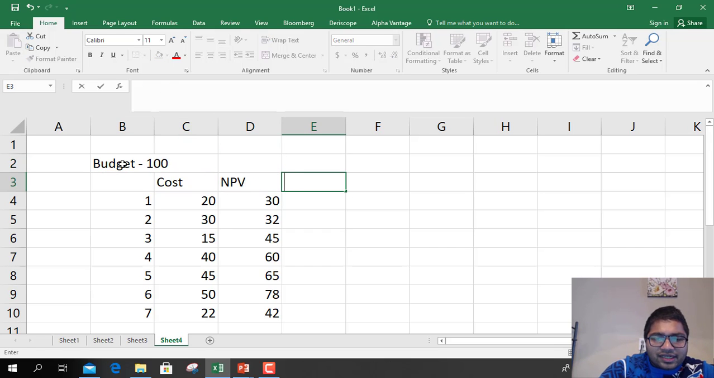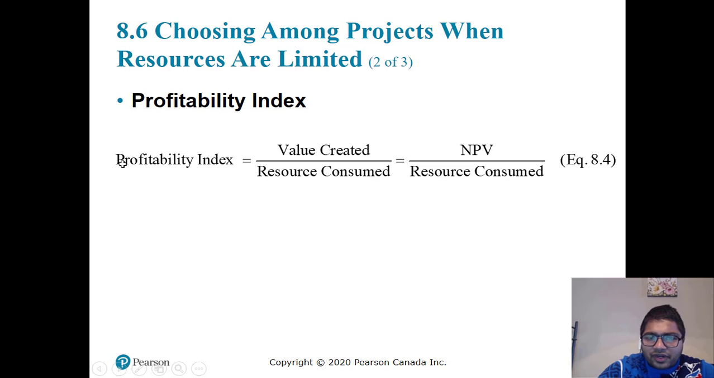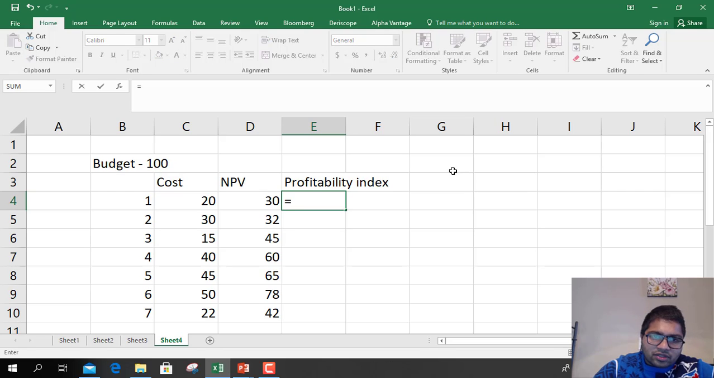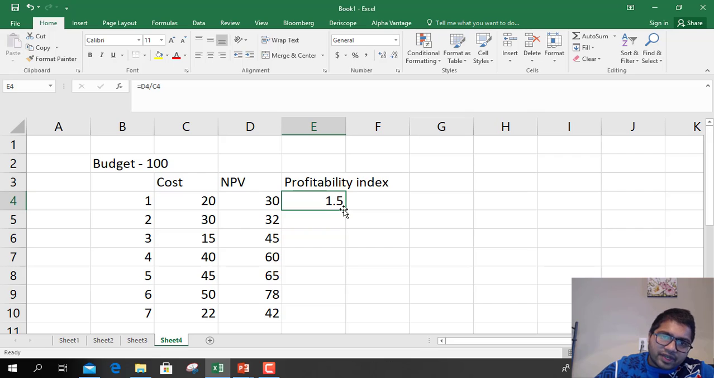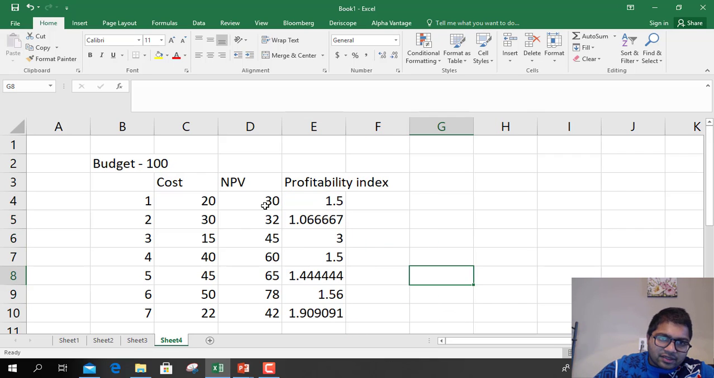So you calculate the profitability index. What is the profitability index? It is NPV divided by cost. So this is the profitability index. So project 1 gives 1.5 times returns, 2 gives 1.06, 1.3, 1.5, 1.44, 1.56, 1.9.